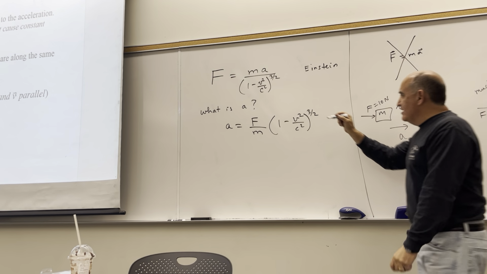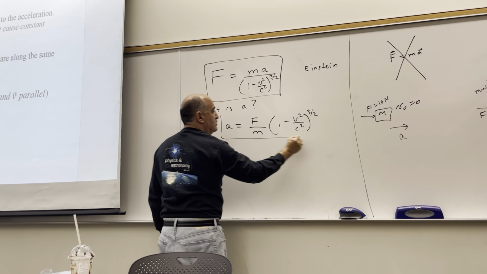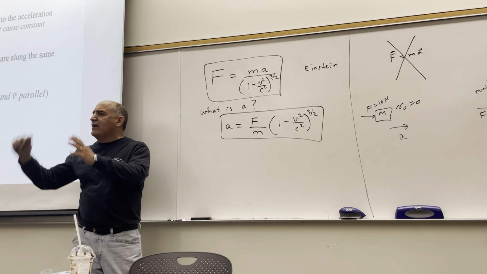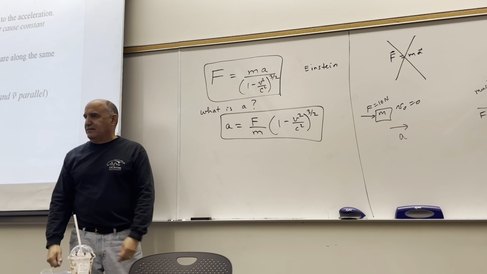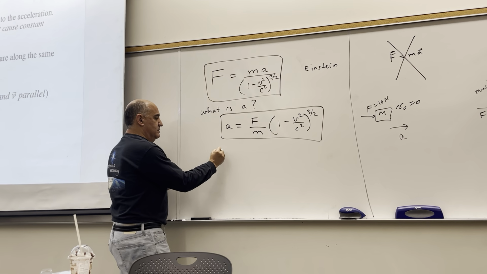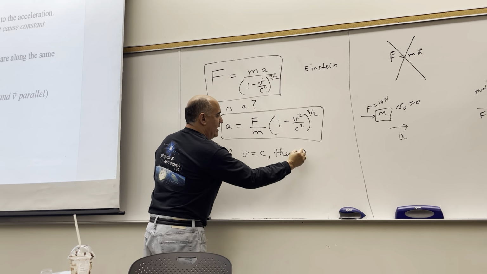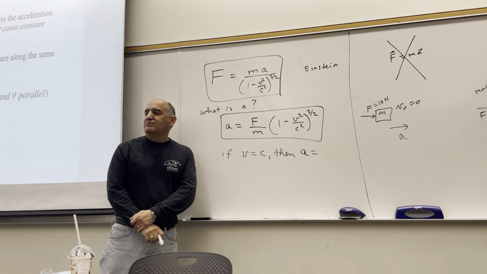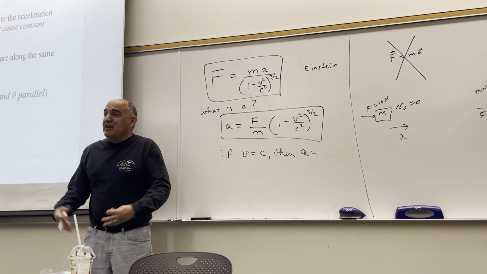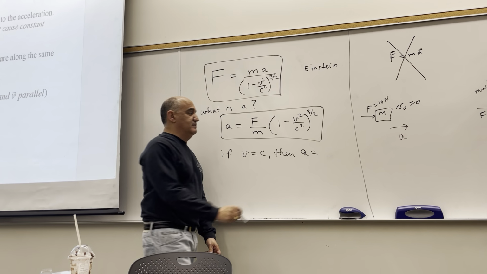You have to go to this. And when you have to go to that, the acceleration of the object becomes this. And what happens if you say, okay, the thing has reached the speed of light? Well, what happens if v is equal to c? Then what becomes of the acceleration? 0. It goes to 0. And if the acceleration is 0, it's not going to speed up anymore. So you can't really surpass the speed of light.